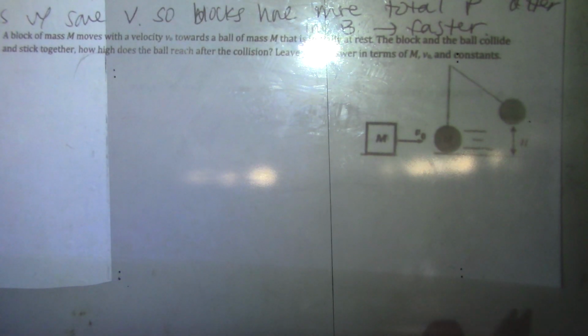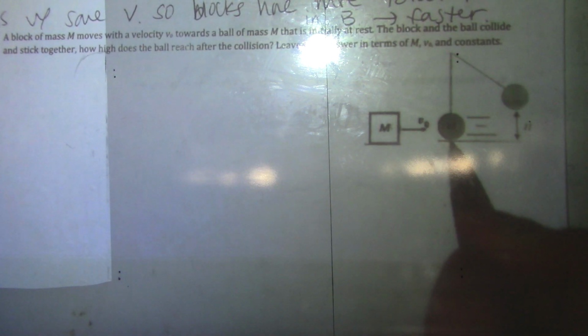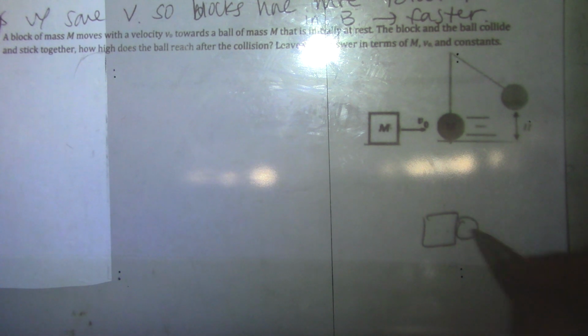Here, a block of mass M moves with the velocity v naught. This guy is initially at rest, and then they collide and stick together and swing up to some height, and I want to find what this height is. So first this is a collision, which means conservation of momentum. So mv naught plus 0 goes to mx plus mx, because both of them are now stuck together. So 2mx equals mv naught, divide 2m over, that's just 1/2 v naught, or v naught over 2.